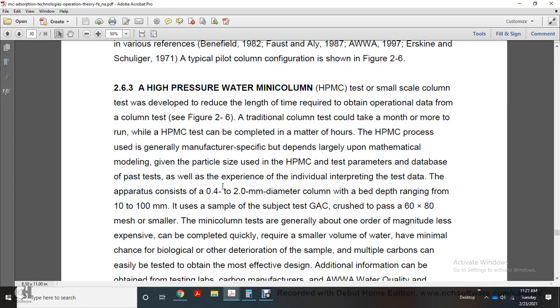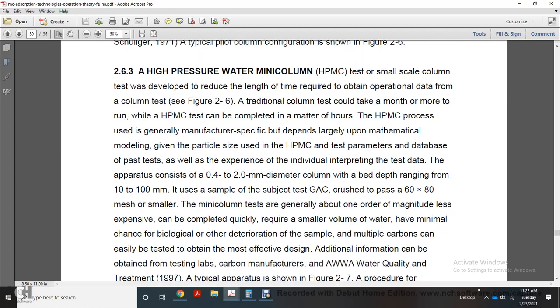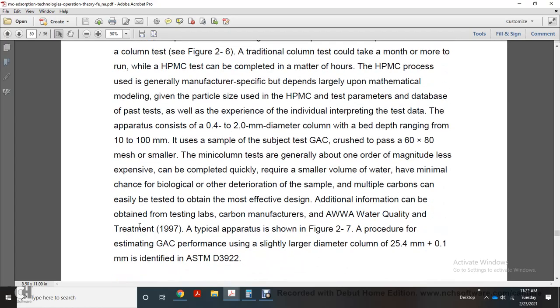The apparatus consists of a 0.4 to 2 millimeter diameter column with a bed depth ranging from 10 to 100 millimeters, using a sample of granular activated carbon crushed to pass 60 to 80 mesh or much smaller. Micro column testing is generally about one order of magnitude less expensive than the full column test. It requires a small volume of water, having minimal chance of biological deterioration. Multiple carbons can be easily tested to obtain the most effective design. Additional information can be obtained from testing labs.